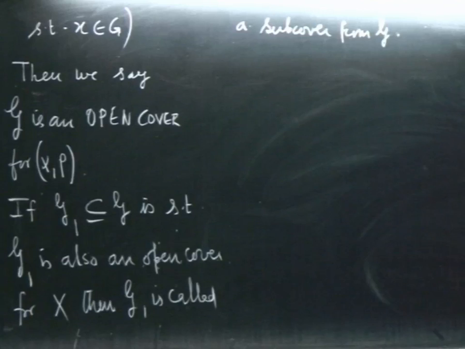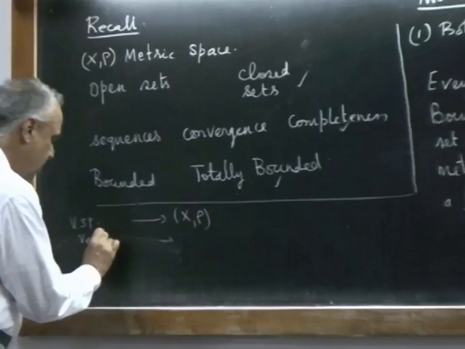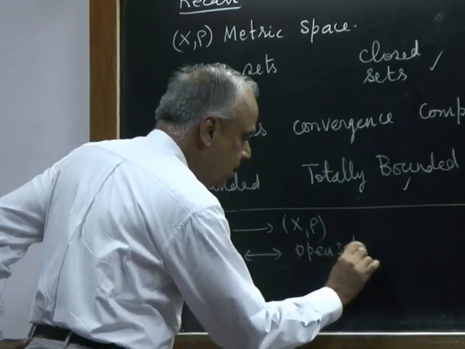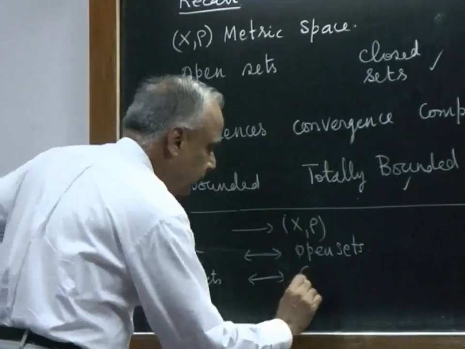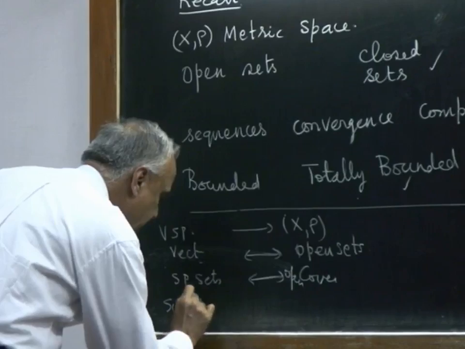Is that clear? So, we have these vector spaces, and the counterpart is that we have this spanning set. Vectors, and then we add these spanning sets, we have the corresponding notion here as open cover. And then here are subsets, sub-spanning sets, we have this sub-cover.